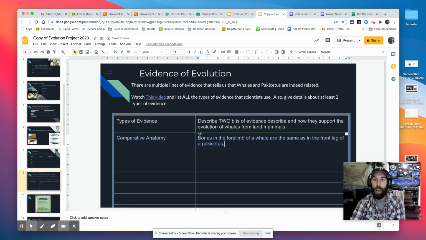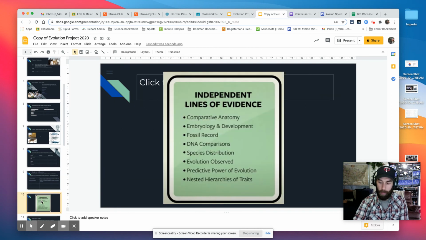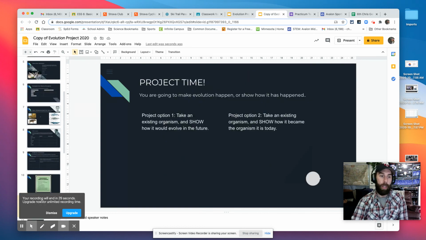That's describing that comparatively, their anatomy is very similar, even though they're shaped differently. You can find the same bones, right? Okay, so far you have writing to do on slides 6, 8, and 9. Okay, now it is project time.